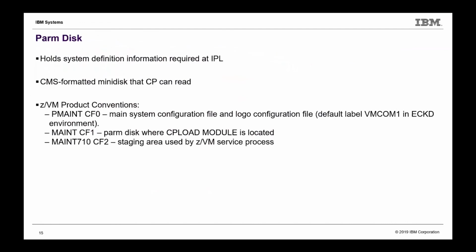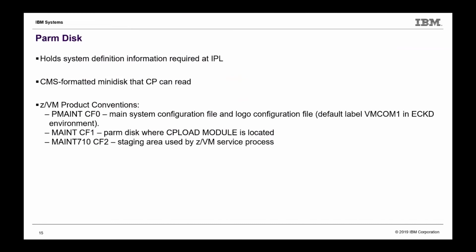All right, now I mentioned those Parm disks. Again, that's where we're going to hold this key information. Now, from a product convention, there's some different disks that are involved there. So PMAINT is the user ID of the virtual machine. It's CF0 where we would have the system config file and the logo file.